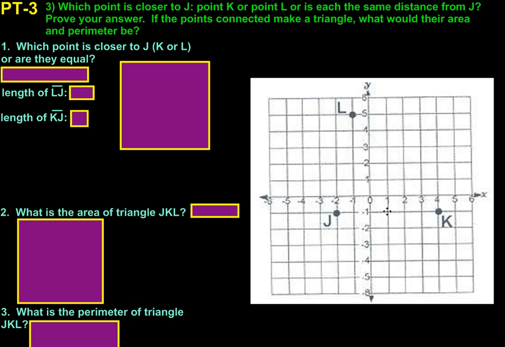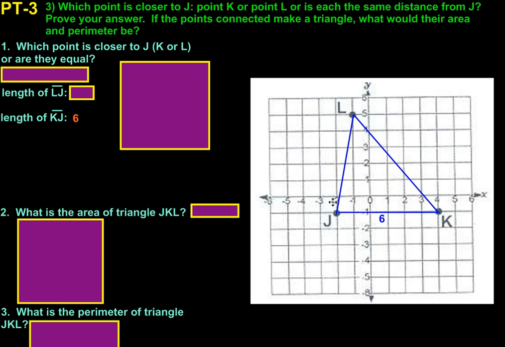So the first thing we need to do is to make a triangle out of these. And we can see that we have line JK and line JL, and those are the two that we're trying to determine the length of. So KJ is pretty easy to do. You can count the squares and we have 6, so we know automatically that that's 6.